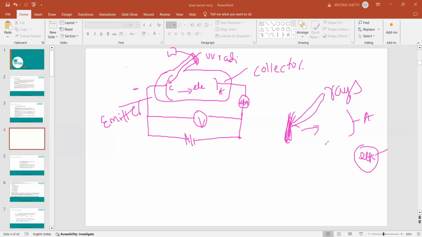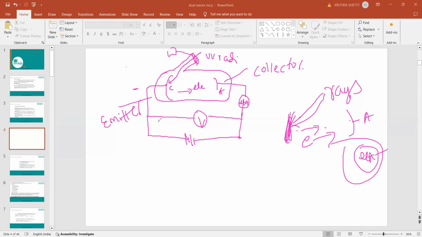So what is the meaning of the experiment here? When the light radiation falls on the metal surface, the electrons come out of the surface and hit the anode. When there is a motion of electrons from one point to another, there is a current, which we can see. This is Lenard's experimental setup.